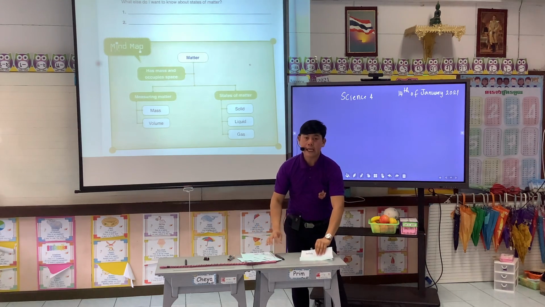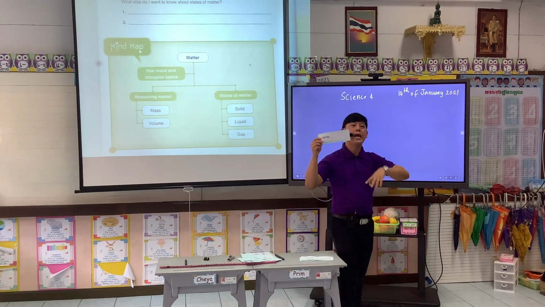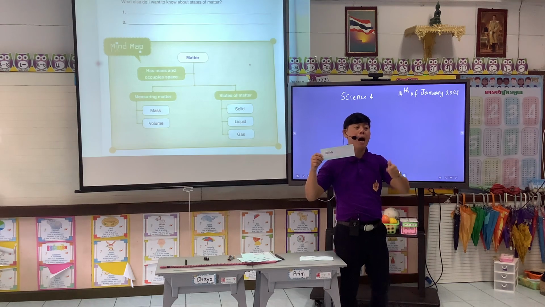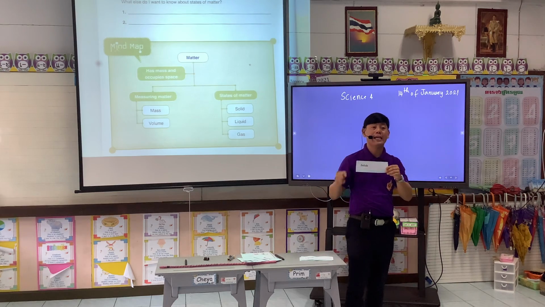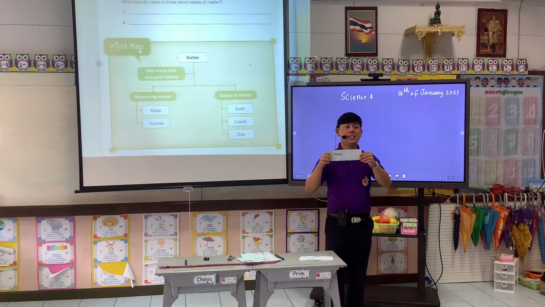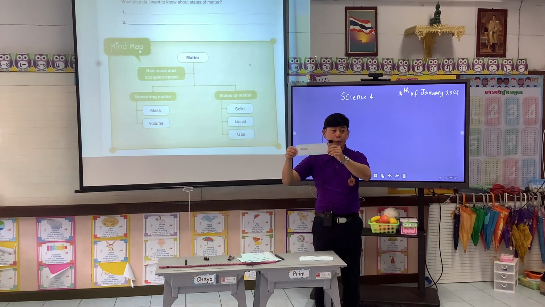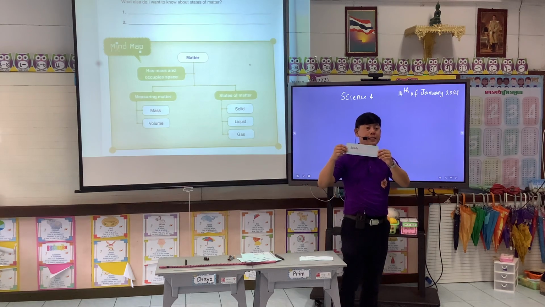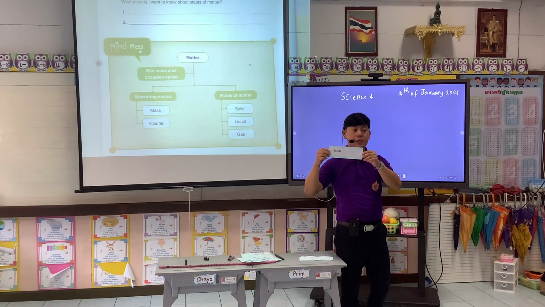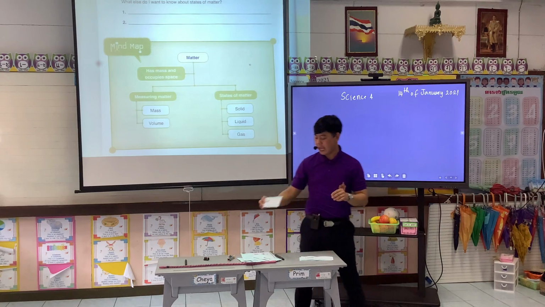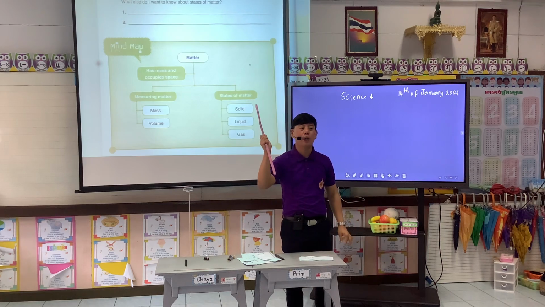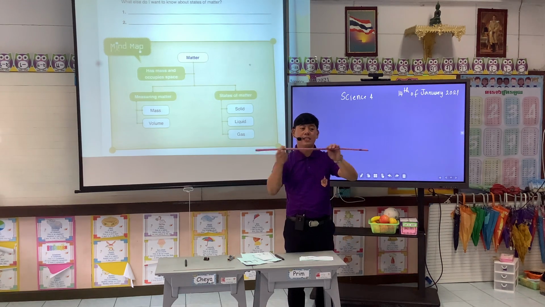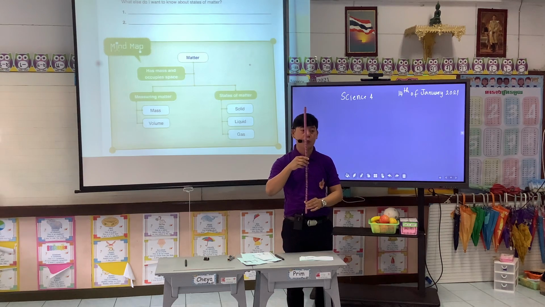Okay, next word is solid. Anything you can see and hold is solid. It has a fixed shape and fixed volume. Solid means it has a fixed shape and a fixed volume. For example, a stick is a solid. Why? Because I can hold it and it has a fixed shape and a volume.